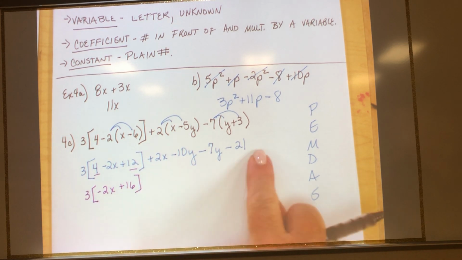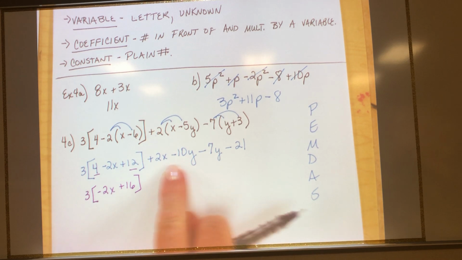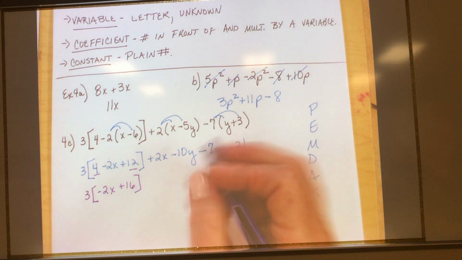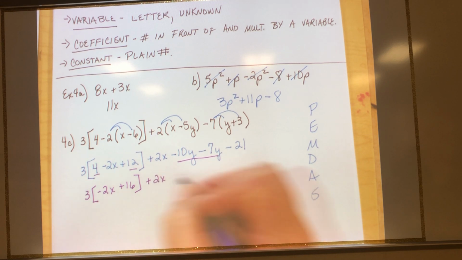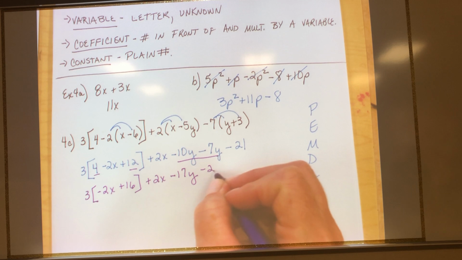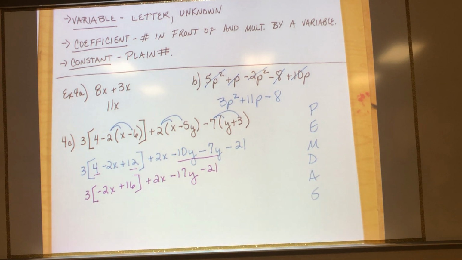Out here, did y'all find any common like terms? The y's. So these two right here. So I'll just still say plus 2x and minus what, 17y? Yes, sir. And then minus 21. All right, now what am I going to do?